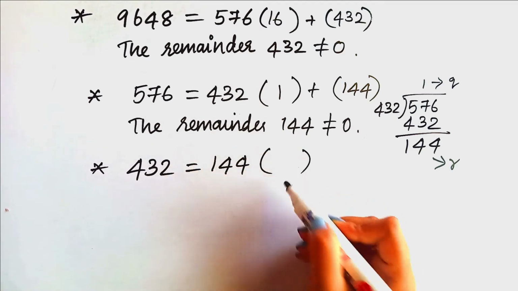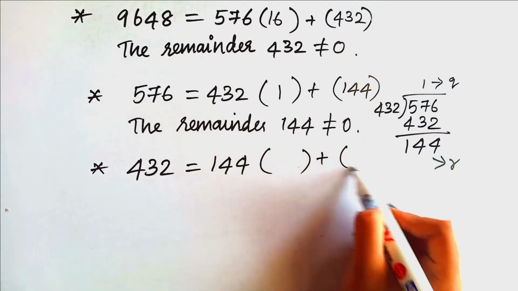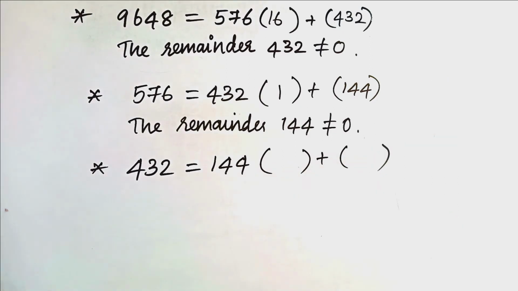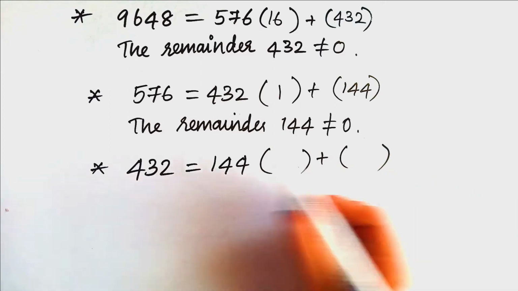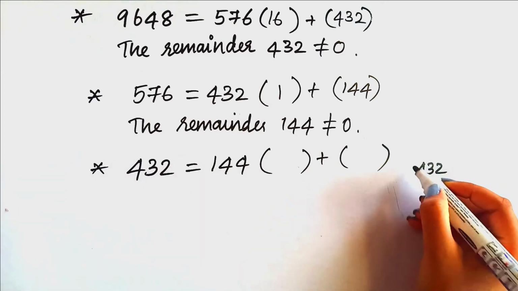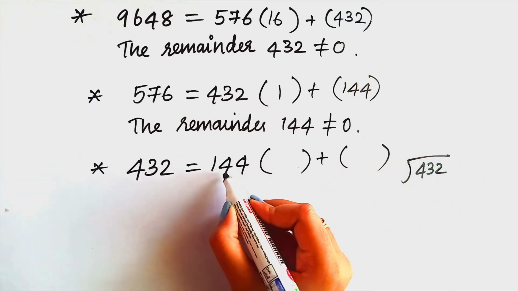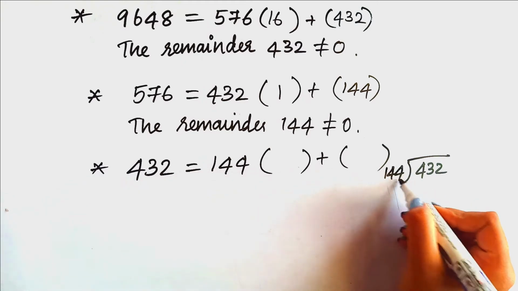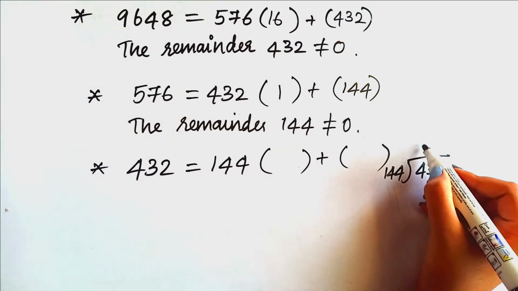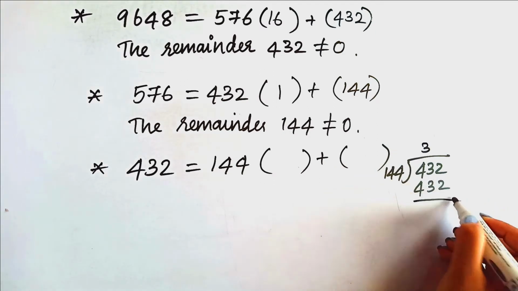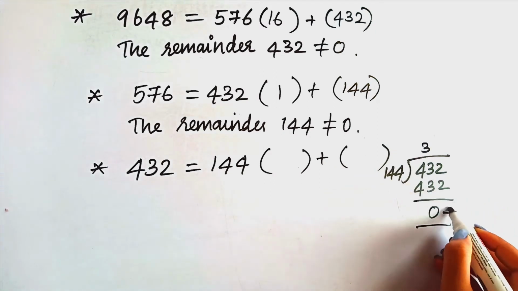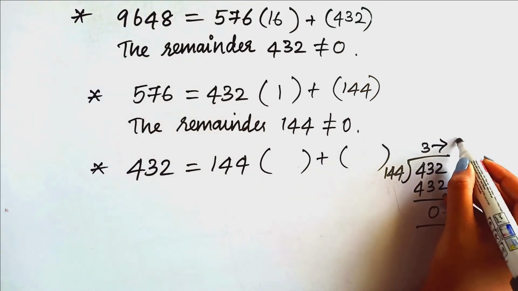And now we have to again find the quotient and our remainder. Let's divide 432 by 144, right? 144 threes are 432. So therefore our remainder is 0 here. So this is our remainder and this is our quotient.